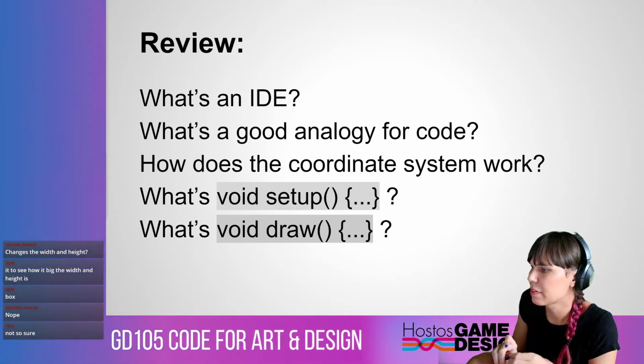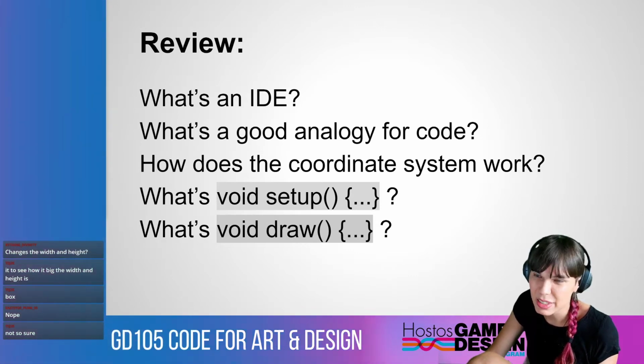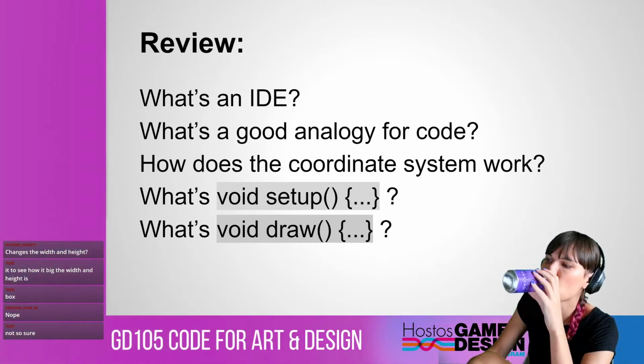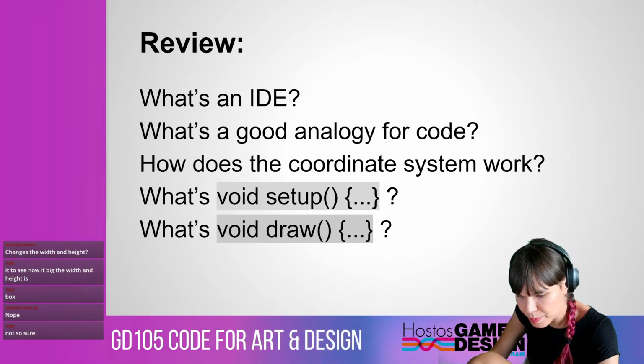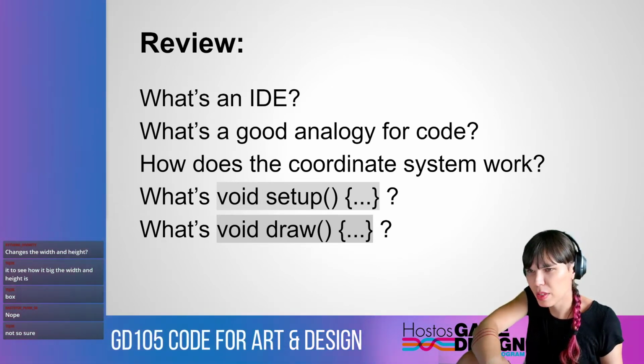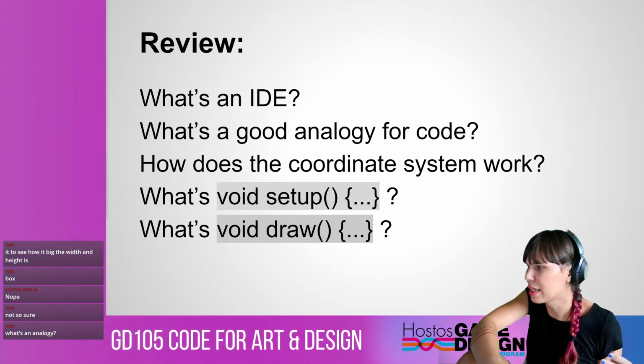What's a good analogy for code? What are some of the examples we talked about last week? Does anyone remember? What kinds of things did we compare code to? We went through a bunch of different examples of things that are like code, or examples of visual language that's similar to code. One of those examples was maps, remember? So I'm just asking what did we compare code to?